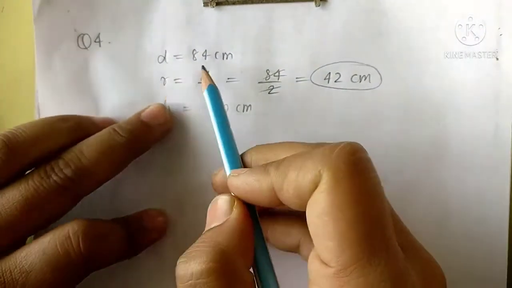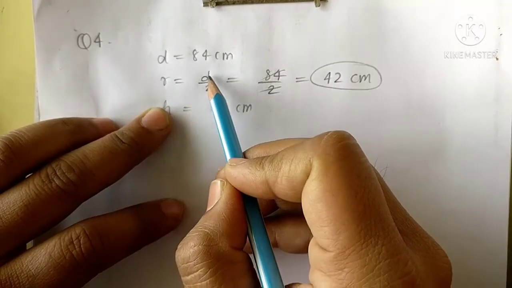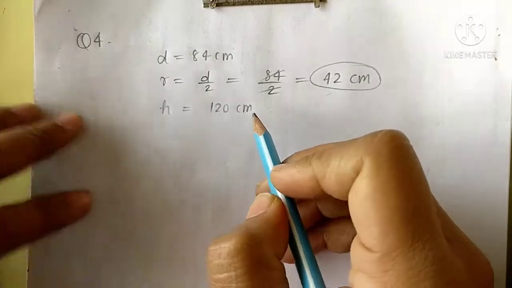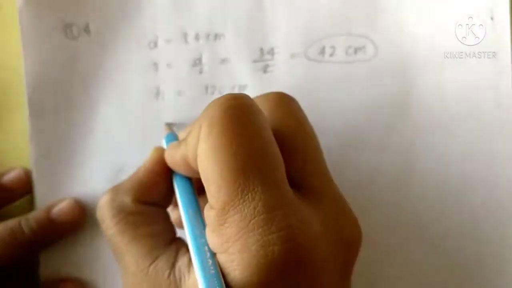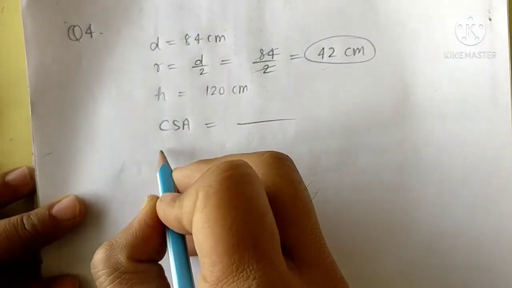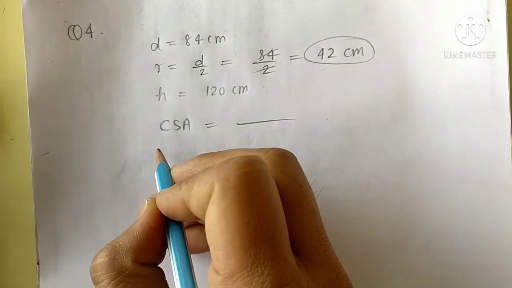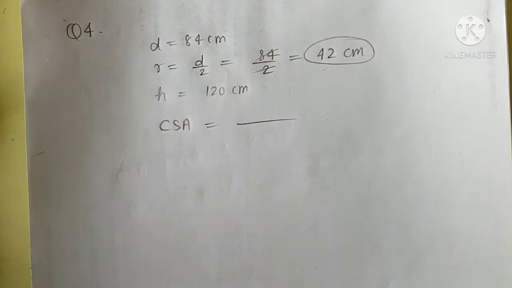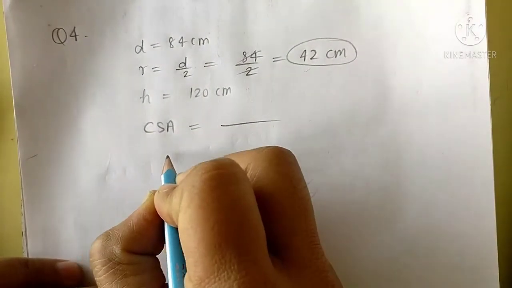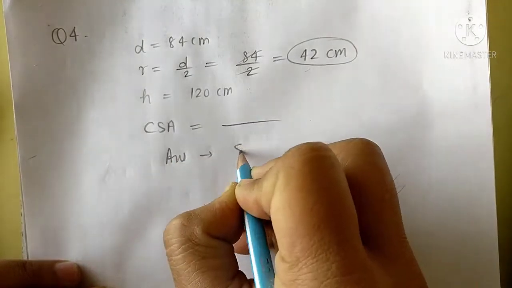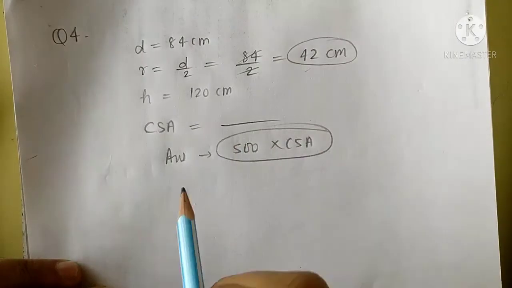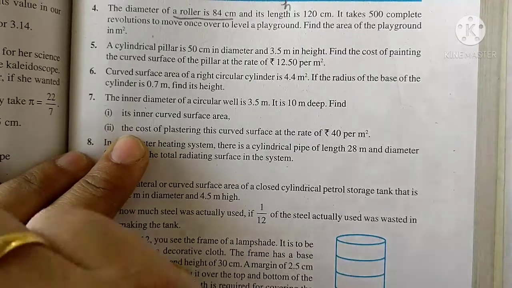See, diameter is given 84. We find our radius by dividing this diameter by 2. So it comes 42 centimeter. Height is given 120 centimeter. So we can first find our CSA of the roller. Then at last, how will we find our answer? Because they are saying that the roller has taken 500 revolutions. So whatever our CSA comes, at last the answer will be 500 multiplied by CSA. In this way you can find the answer of question number 4.